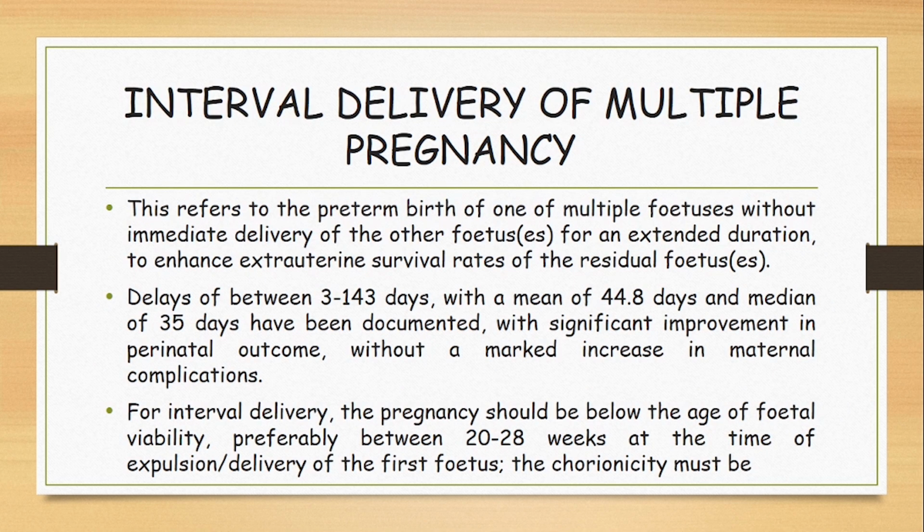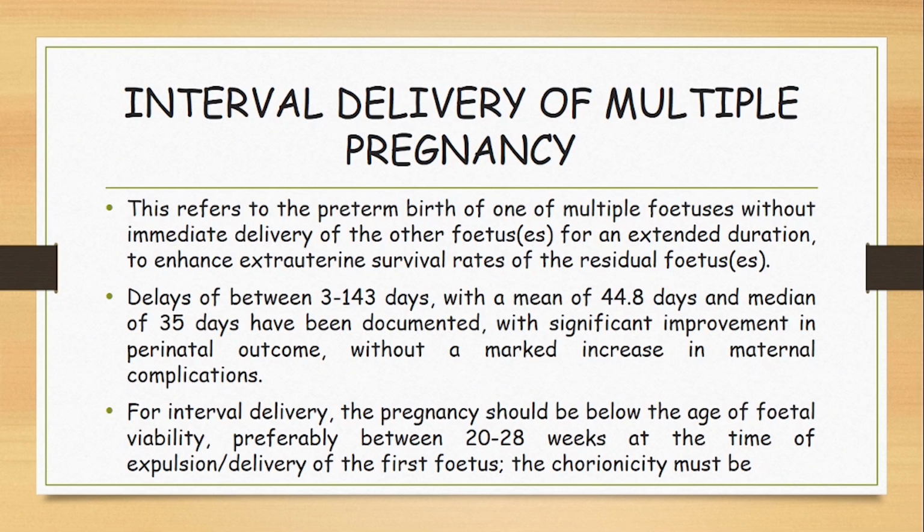Interval delivery of multiple pregnancies. This refers to the preterm birth of one of multiple fetuses without immediate delivery of the other fetus for an extended duration to enhance extrauterine survival rates of the residual fetuses. This is very rare. Delays of between 3 to 143 days, with a mean of 44.8 days and median of 35 days have been documented, with significant improvement in perinatal outcome without a marked increase in maternal complications.